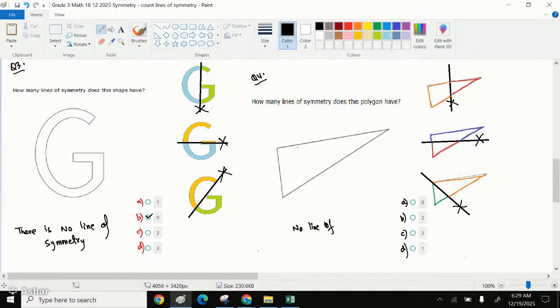right? So if there is no line of symmetry, what option should be the correct one? Option number A, B, C, D. Which option is the correct option? Okay. So we go for 0. That is option number A. We say that there is no line of symmetry.